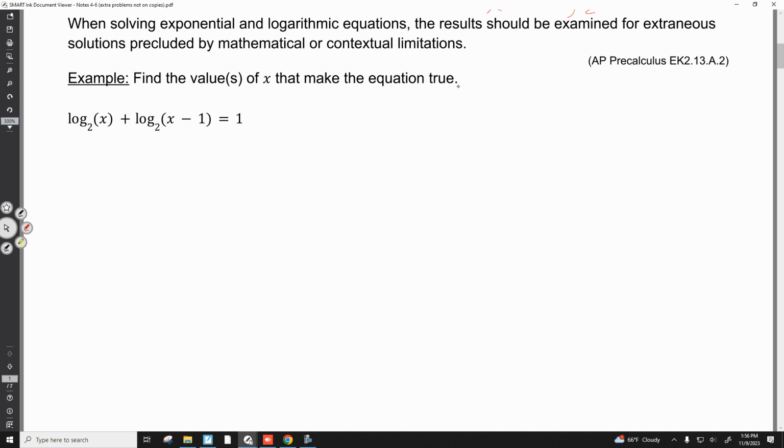We have these log properties that we could either condense or expand logarithms for this very reason. Because many of you might think, oh, Mr. Messer told me 2 to a power both sides, and then you get x plus x minus 1 equals 2. Wrong. Wrong. You cannot take 2 to the power of both sides and just have both of these log base 2's disappear.